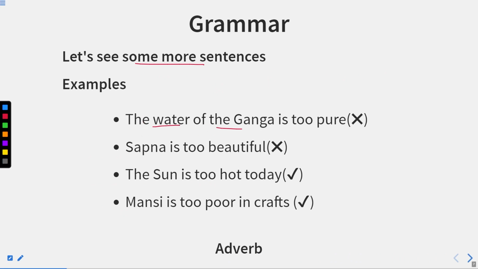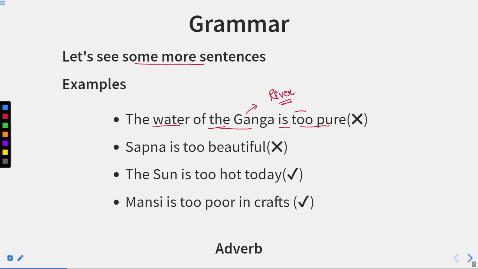The water of the Ganga. Now we know well that the Ganga is a river, and before the name of any river, we always use the, that we have already learned in determiners. Is too pure. Now again, if the water is pure, that is good, of course. If I say too pure about water, it means it is not required to be pure. It means I'm saying that if the water of the Ganga is pure, that is a mistake. No, it means the sense of the sentence is incorrect.